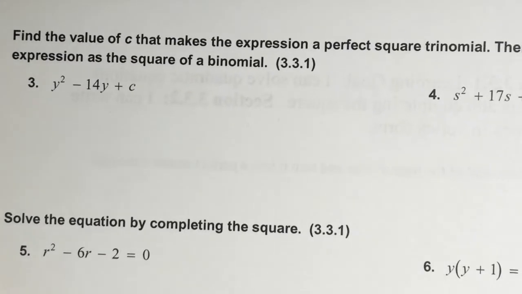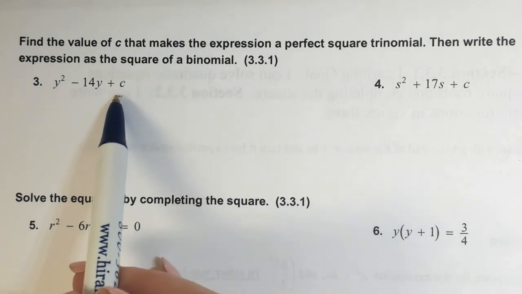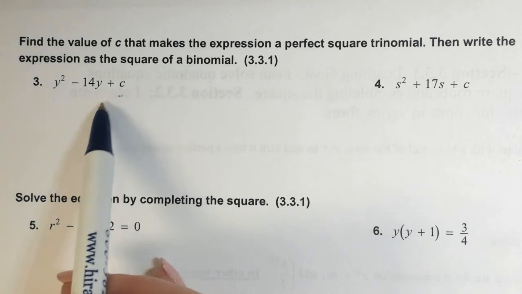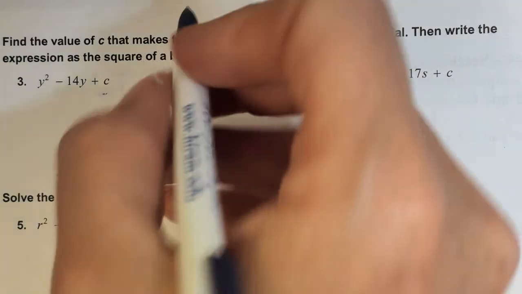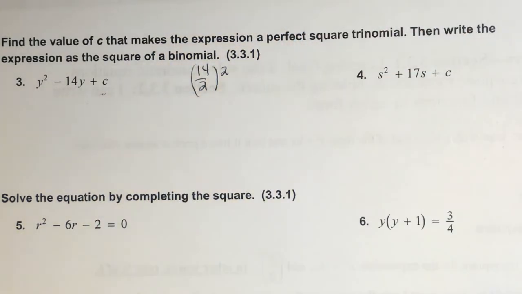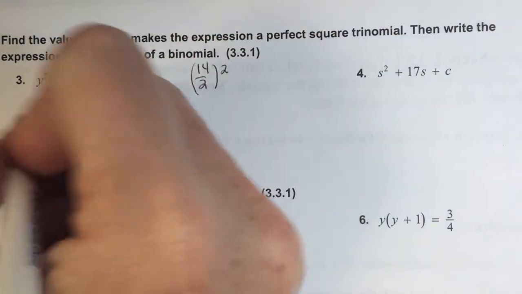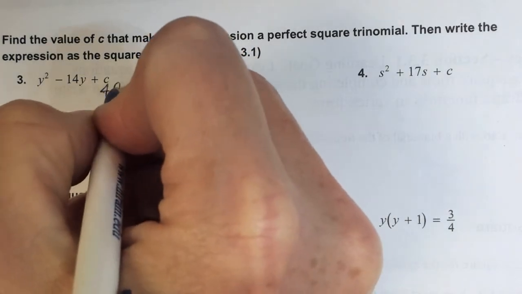All right, so in the next part, it says, find the value of c that makes the expression a perfect square trinomial. Then write the expression as the square of a binomial. Okay, so does anybody remember that pattern to figure out what this c value has to be to make it a perfect square? Sarah? Divide 14 by 2 and then square. Okay, so I'm going to do 14 divided by 2, and then we're going to square it. So what's it going to become, everybody? 49. So it says find the value of c. So c is going to be 49.